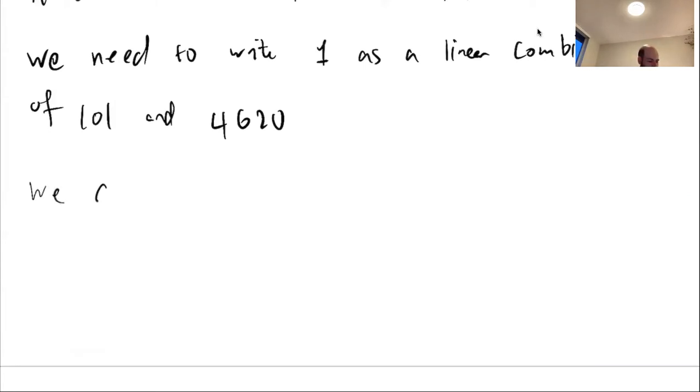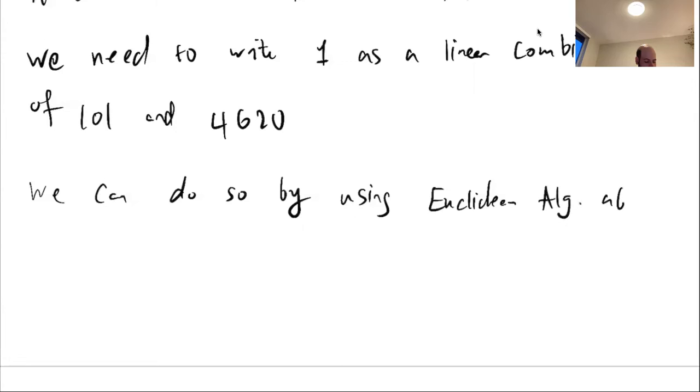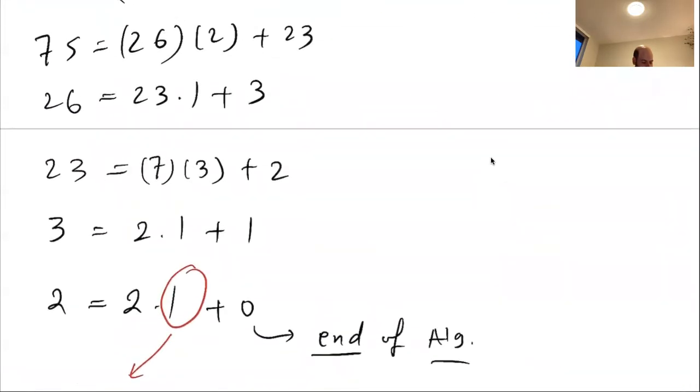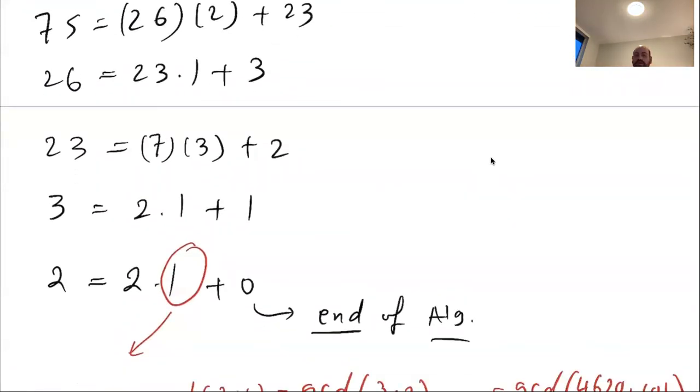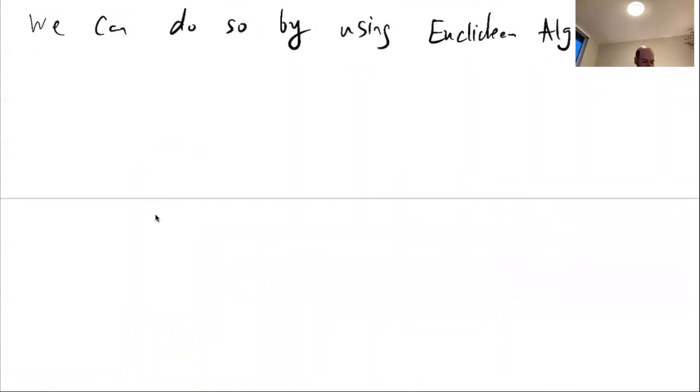So we can do so by using the Euclidean algorithm above. So look at 1. We want to write 1 equals something, right? So first of all, if you look at this equality here, I can write 1 as 3 minus 2 times 1. So let's start with that.